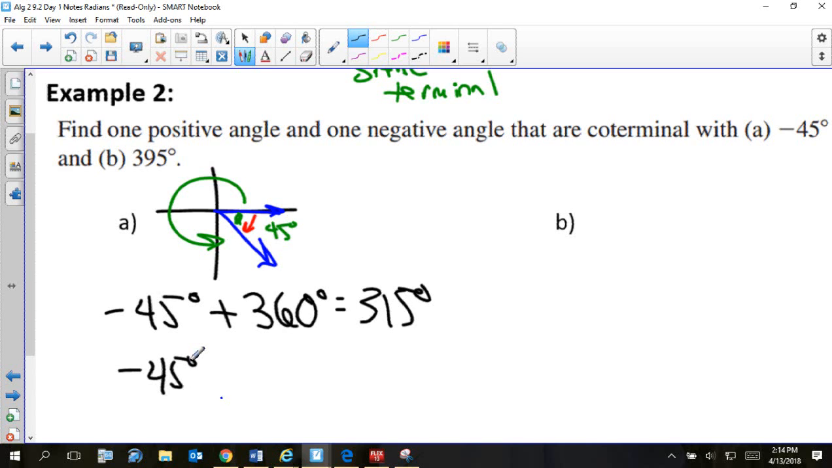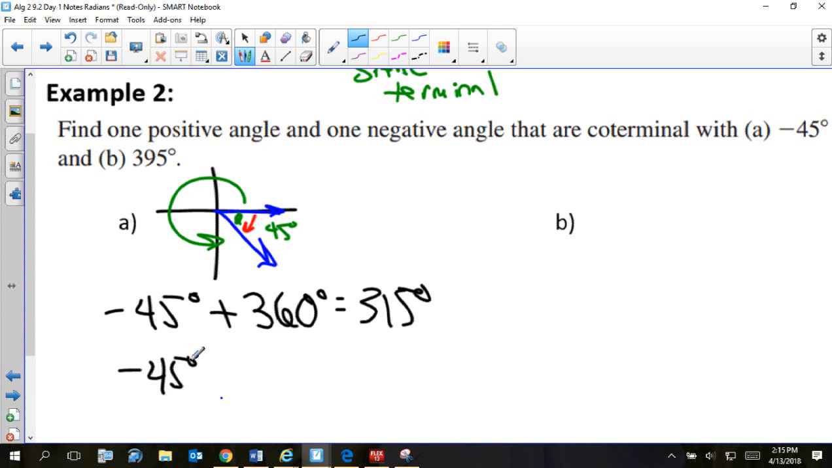How am I going to get that? I want it to end up in the same place, but I need it to have a negative answer, a negative angle. Okay, I'm going to demonstrate. I'm going to go negative all the way around, and negative 45 more. It's going to end up in the same place that just negative 45 ended up at. So how do I find that number?